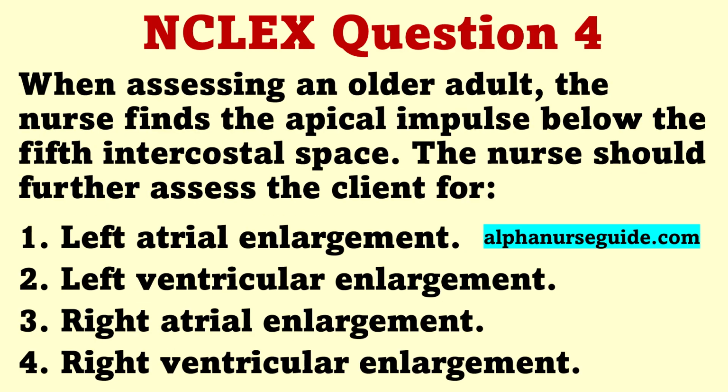When assessing an older adult, the nurse finds the apical impulse below the 5th intercostal space. The nurse should further assess the client for 1. Left atrial enlargement, 2. Left ventricular enlargement, 3. Right atrial enlargement, 4. Right ventricular enlargement.